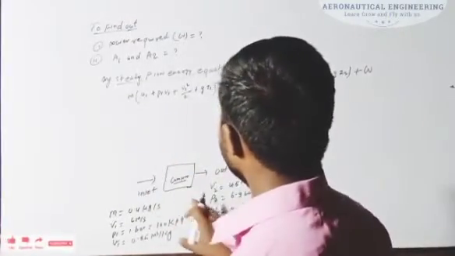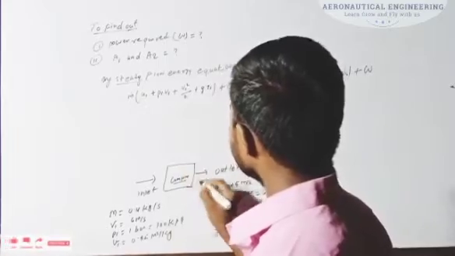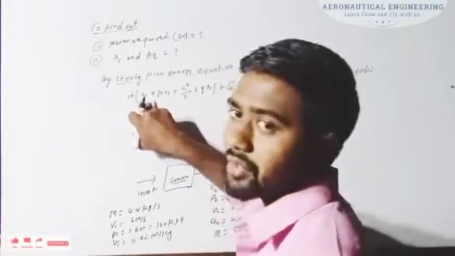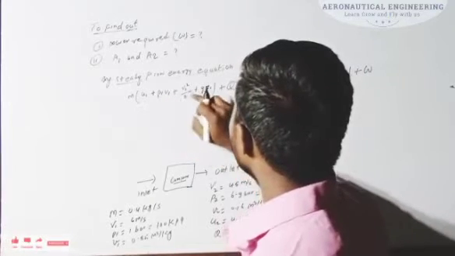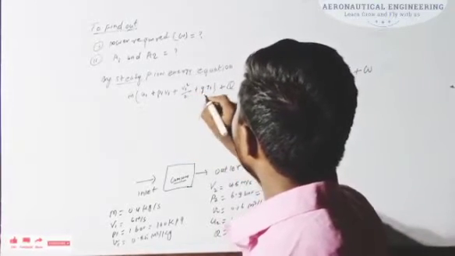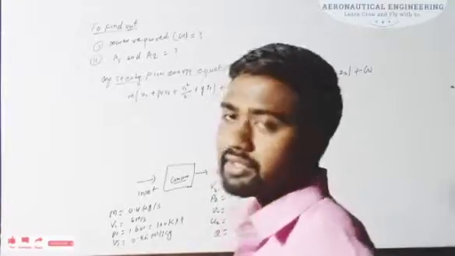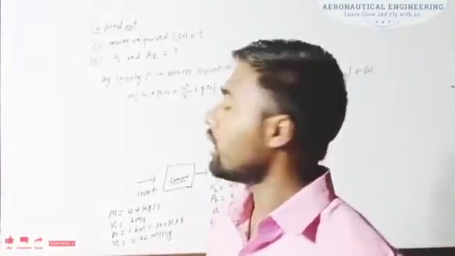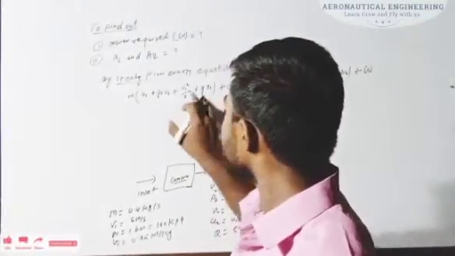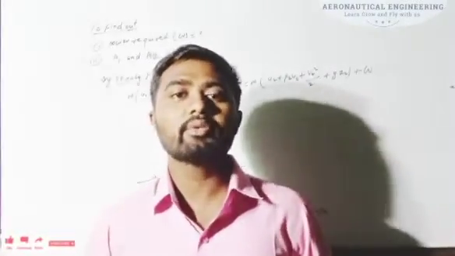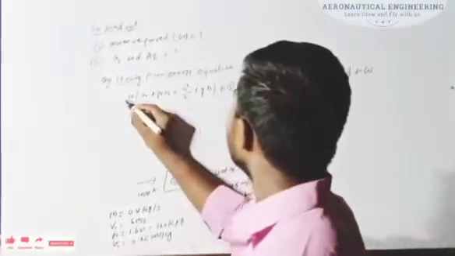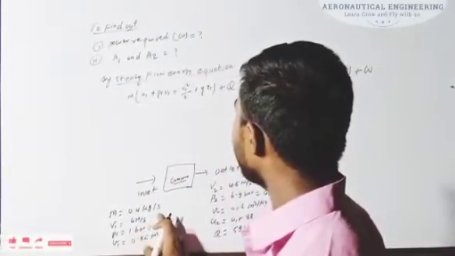So see here, in this case internal energy is also given, P1 V1 is also given, and velocity is also given, but the potential energy is not given. So according to this question, there is no potential energy, so in the place of potential energy we have to substitute 0. The m dot value is given as 0.4.